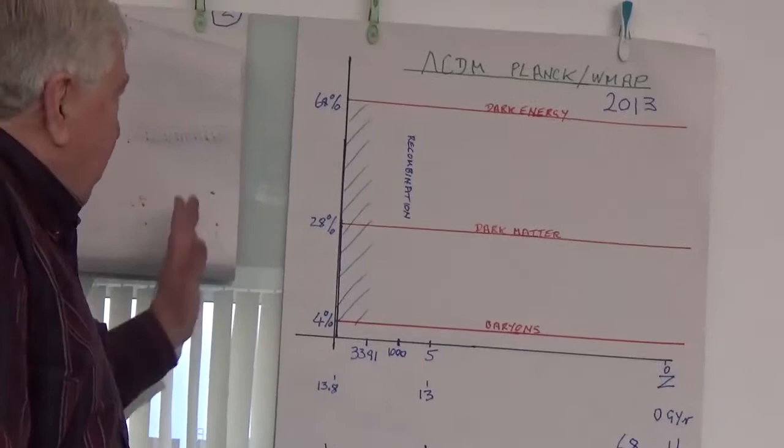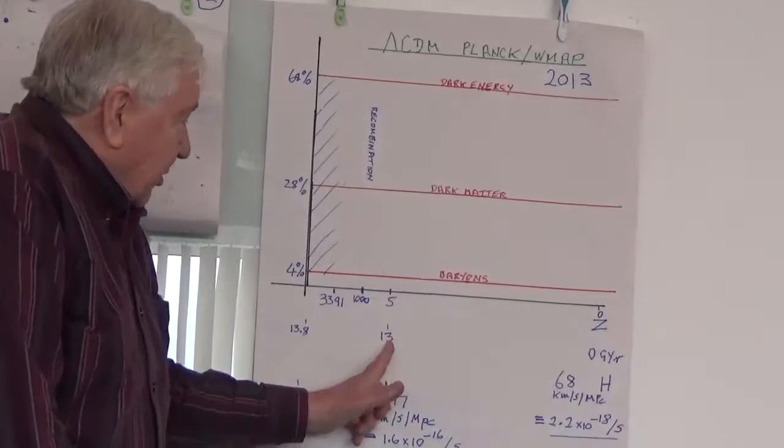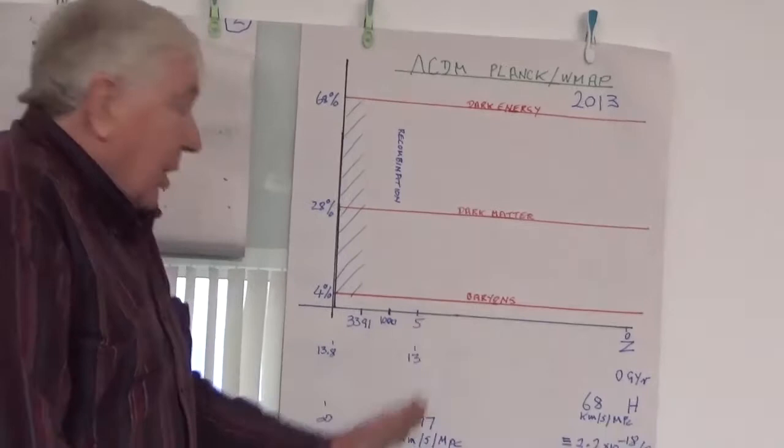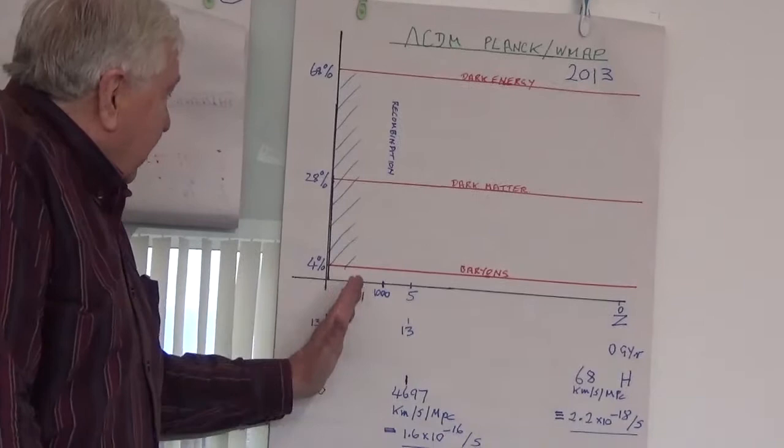So if we go back to Z equals 5, that corresponds to 13 billion years ago. So this is a non-linear scale. From here to here is 13 billion years, and from about here to here is 0.8 of a billion years. And this is divided into two regions.